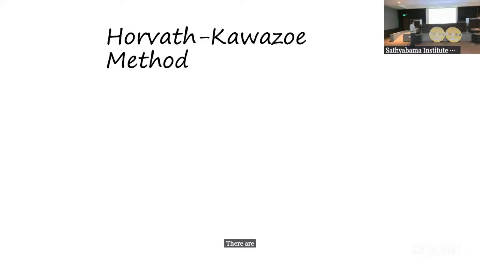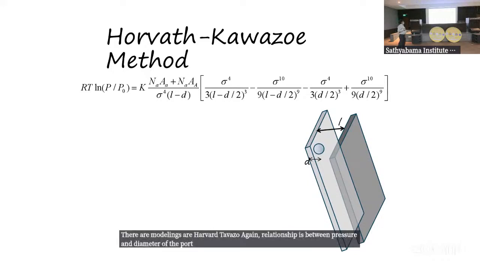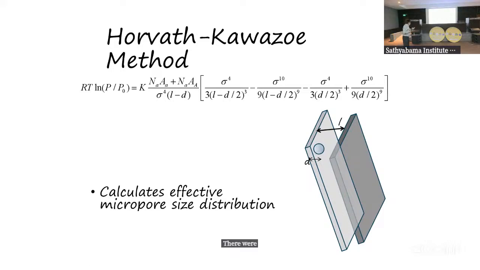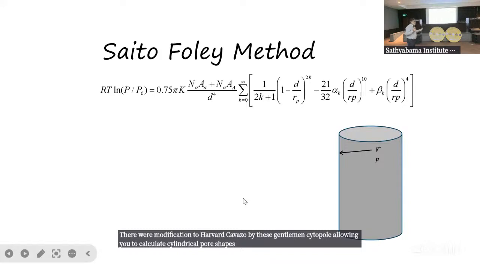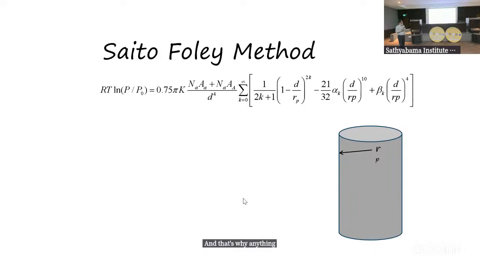Their modelings are Horvath-Kawazoe. Again, the relationship is between pressure and diameter of the pore. Originally it was meant for slit-shaped pores, which are famous in carbons. There were modifications to Horvath-Kawazoe by these gentlemen, Saito-Foley, allowing you to calculate cylindrical pore shapes. When you are talking about micropores, the pore shapes are very important. Different types of pores will adsorb to different extents, and that's why anything that you are studying now will be pore shape specific.